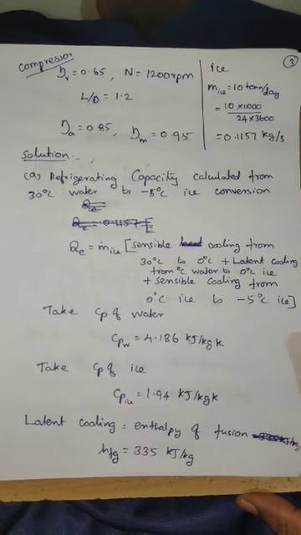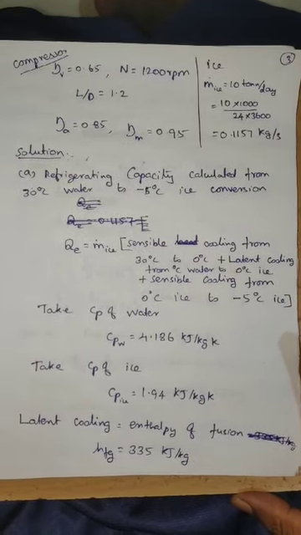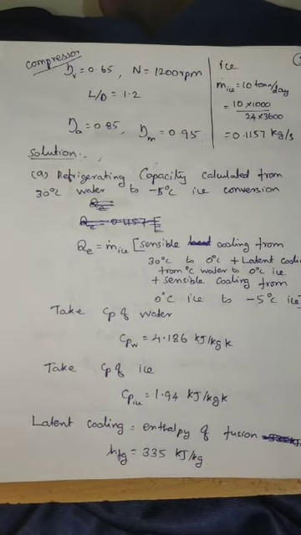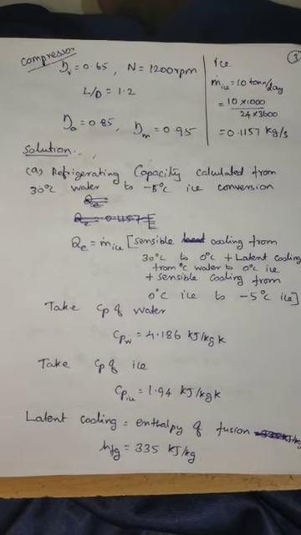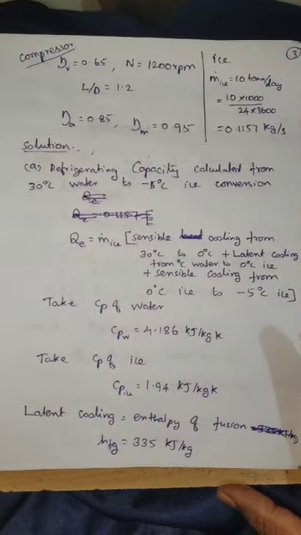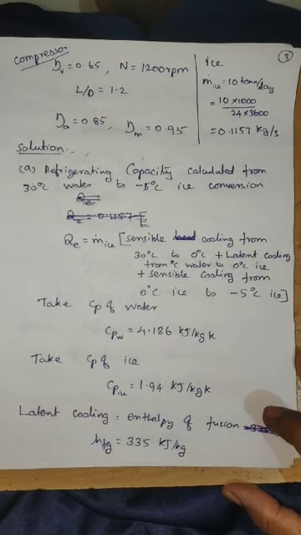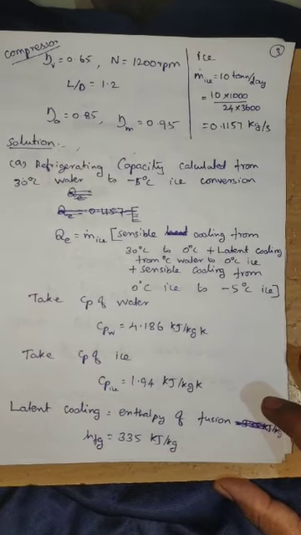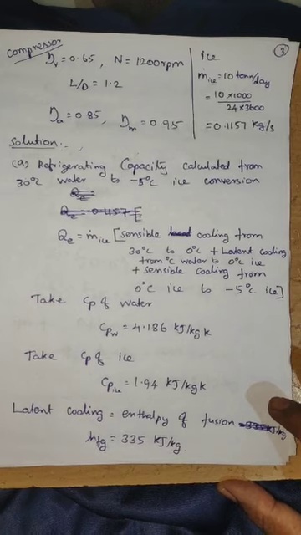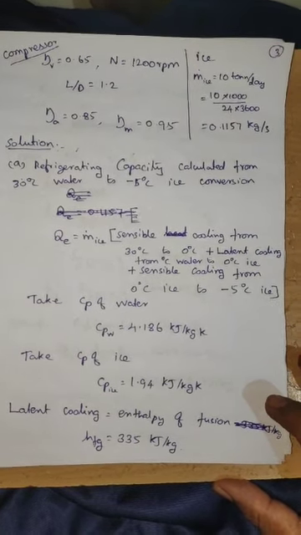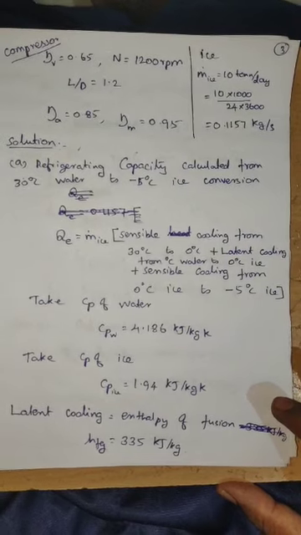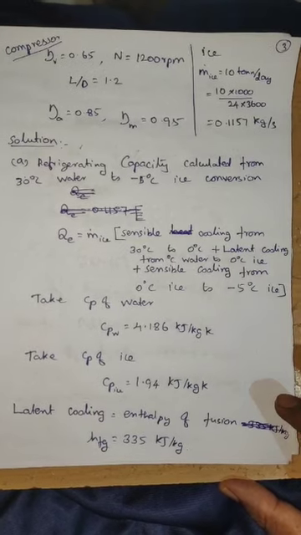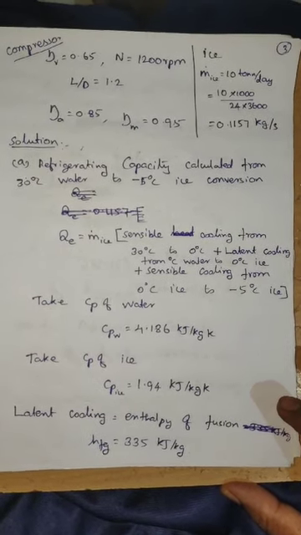Okay, then first we calculate the capacity of the refrigeration plant from the ice produced, from 30 degrees Celsius water to minus 5 degrees Celsius ice conversion. The formula is: refrigeration capacity is equal to mass flow rate of ice times sensible cooling from 30 degrees Celsius water to 0 degrees Celsius water, plus latent cooling from 0 degrees Celsius water to 0 degrees Celsius ice, plus sensible cooling from 0 degrees Celsius ice to minus 5 degrees Celsius ice. This is the formula for the capacity of the refrigeration plant from the conversion of water to ice.